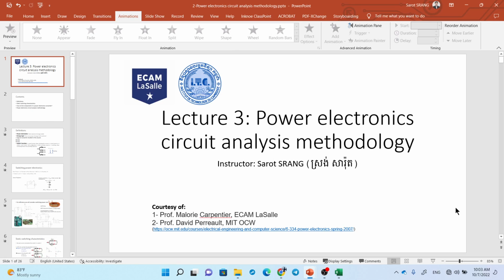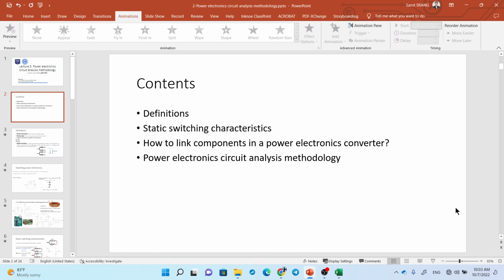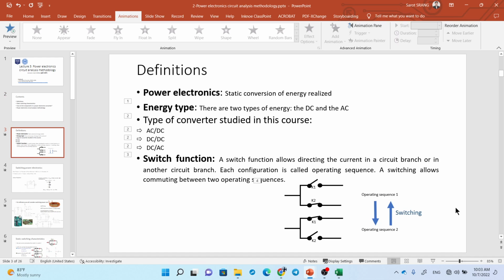Okay, so welcome back. The next lecture is power electronic circuit analysis methodology. In this, there are only 4 main points, but it's not very short. First, let's see the definition.